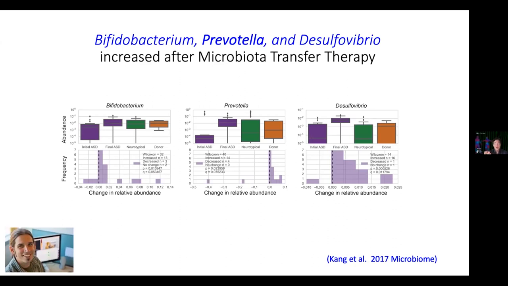So Prevotella was reduced at the very beginning before they were treated with the fecal transplant, but Prevotella increased a lot. And then Bifidobacterium, the well-known beneficial bacteria, also significantly increased after treatment.